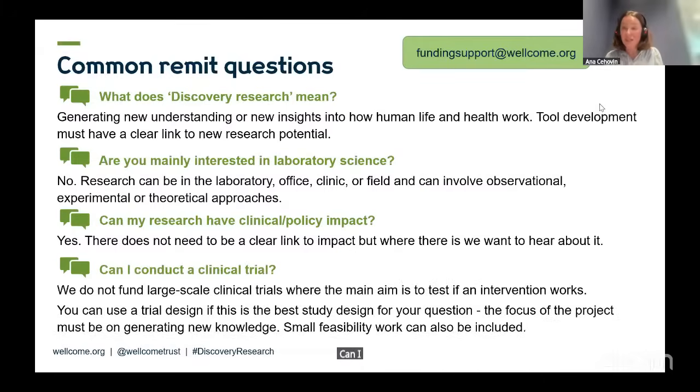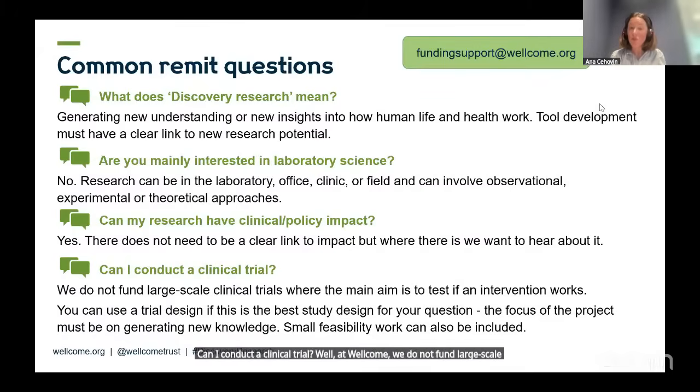Can I conduct a clinical trial? Well, at Wellcome, we do not fund large-scale clinical trials where the main aim is to test whether an intervention works. However, you can use a trial design if this is the best approach to answer your research question. So you can think about how best to answer your research question, and if a clinical trial is the best approach, you can use that.